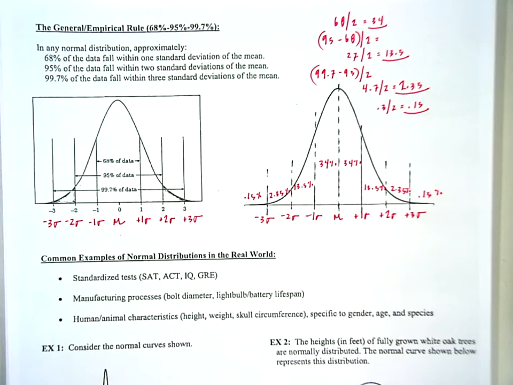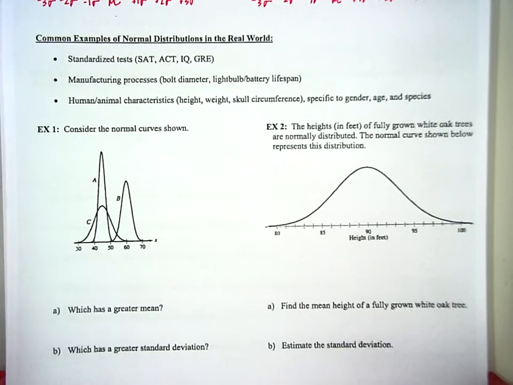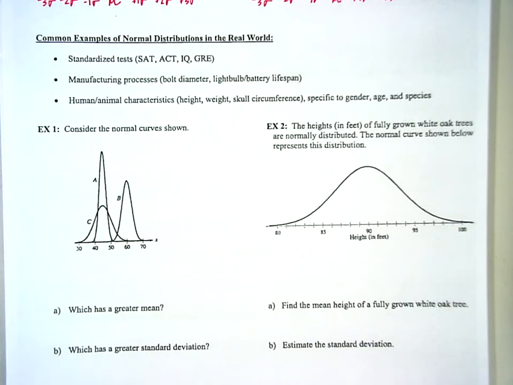All right, some common examples of normal distributions in the real world. We're looking at any sort of model that would produce that bell-shaped curve. Often we think of standardized tests. Let me just slide this up. Standardized testing, so SAT, ACT, IQ, GRE, that's for grad school. Manufacturing processes, so when we think of the diameter or length of a bolt, or the lifespan of a light bulb or battery.